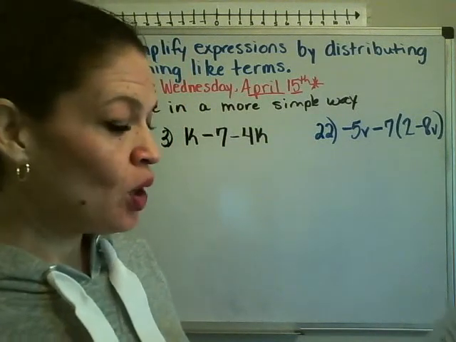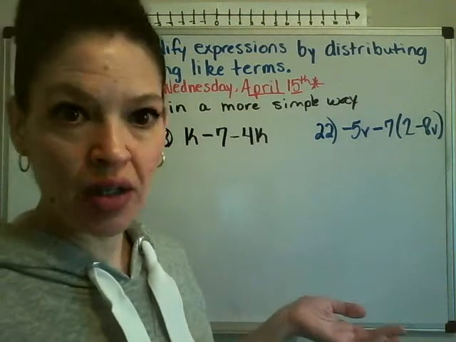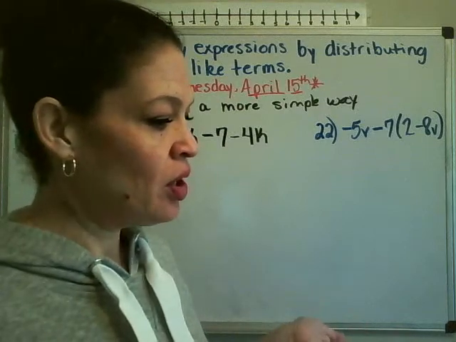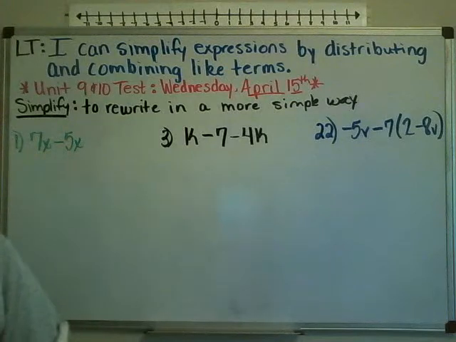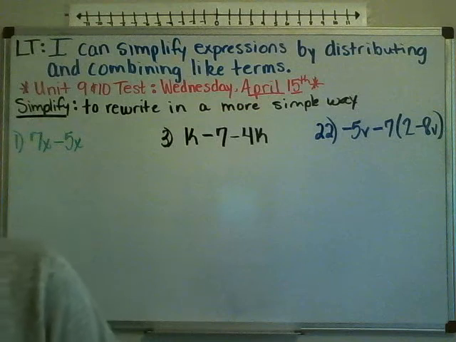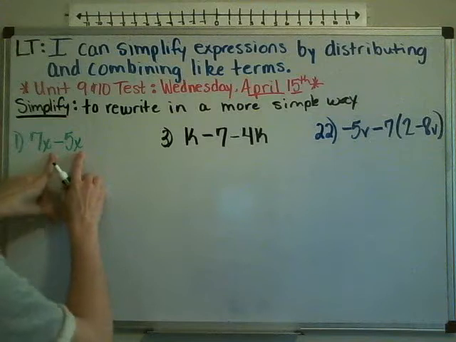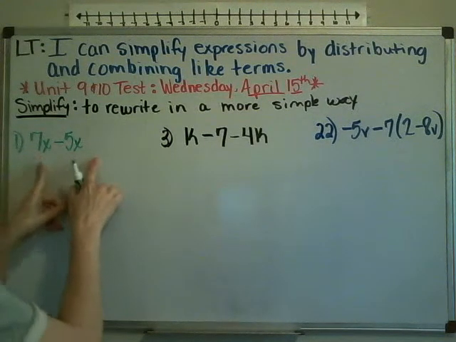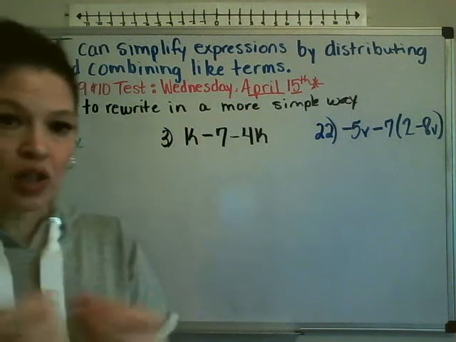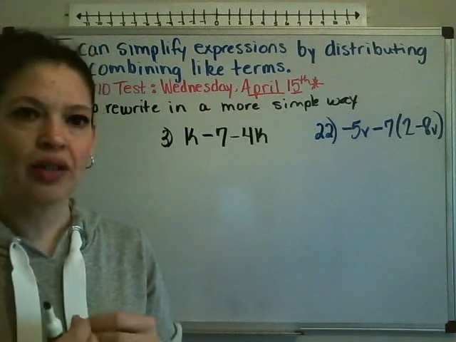So let's look at number 1. Number one, well, the directions say simplify each expression. That means write it in a more simple way. Okay. So number one says 7x minus 5x. Well, I noticed that they're both x's. They have the same variable, different coefficients. Can we combine those? Do those belong in one same group? Yeah, they do. Okay, so how are you going to combine them?